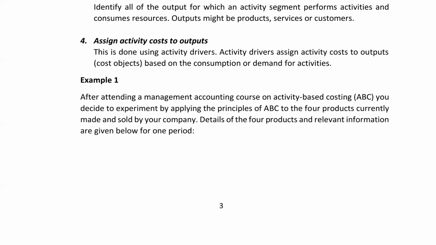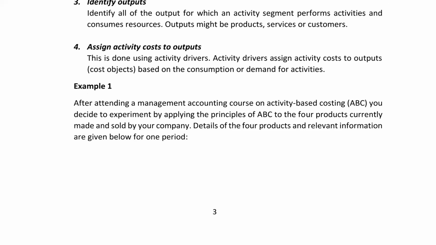So this is the question that we are given. And the question reads: after attending a management accounting course on activity-based costing, ABC, you decide to experiment by applying the principles of ABC costing to the 4 products currently made and sold by your company. 4 products I'm teaching you now. There we were just dealing with how many products? Only 2. But now we're dealing with 4. Then the details of the 4 products and relevant information is given for the period. And this is what is there.